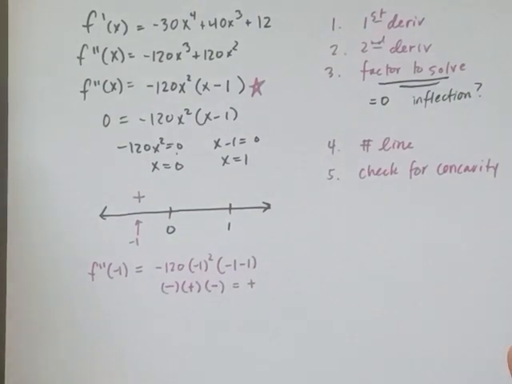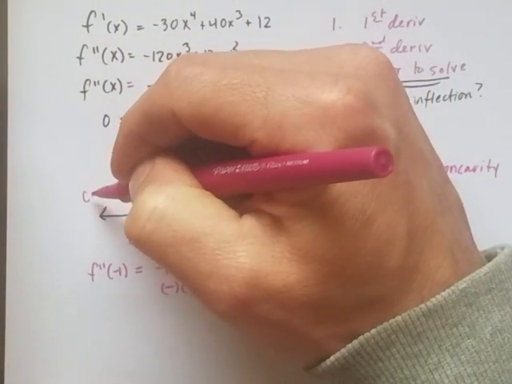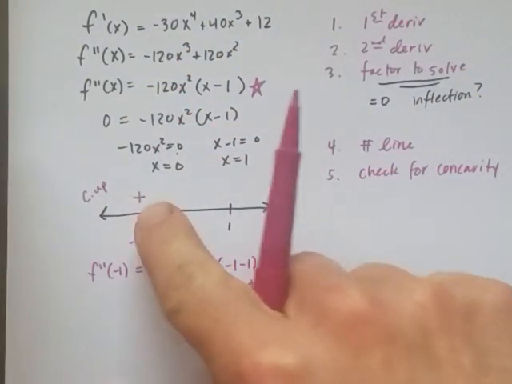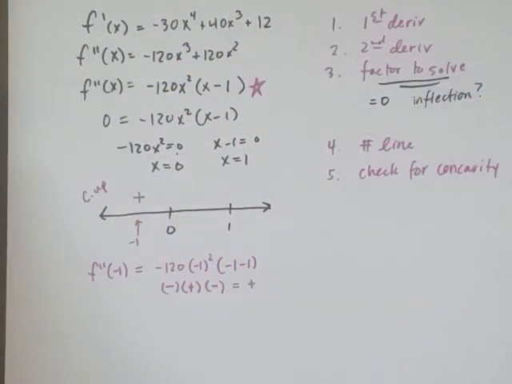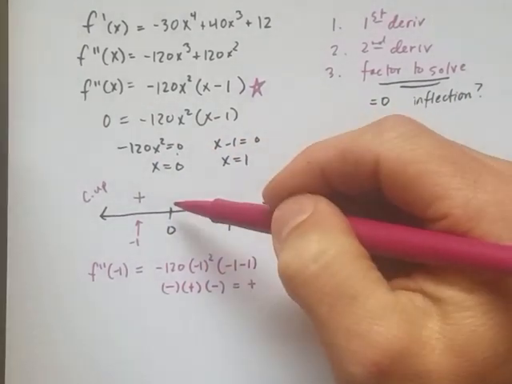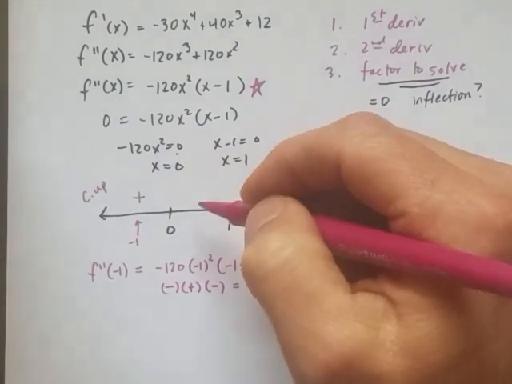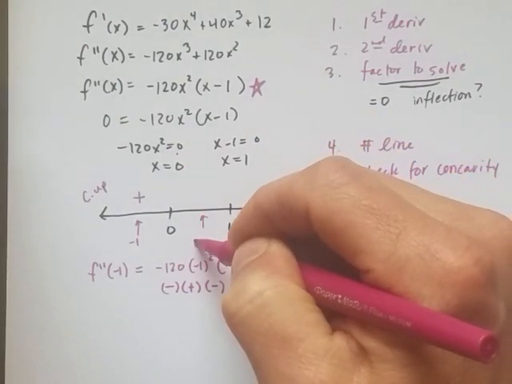Now this actually tells me that it's going to be concave up during that part because the second derivative is positive. We don't know if this is an inflection point yet because it has to change concavity in order for that to be an inflection point. So we have to check between 0 and 1.